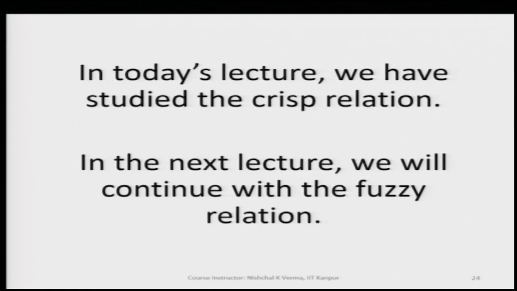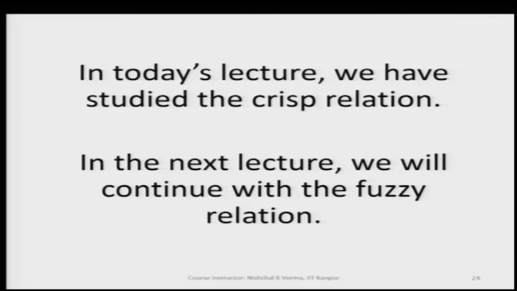So, in today's lecture we have understood how to find the Cartesian product of two crisp sets, and then how to get the relation set based on certain conditions, and we have seen this by taking a couple of examples. This way we have understood the Cartesian product, relation and relational matrix, and in the next lecture we will continue with fuzzy relations.